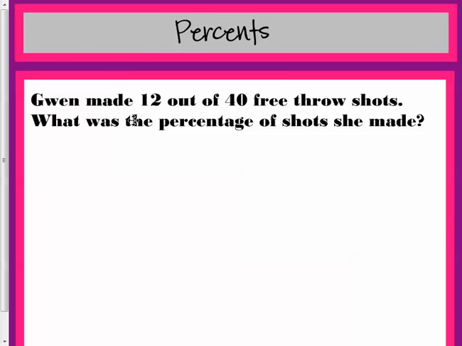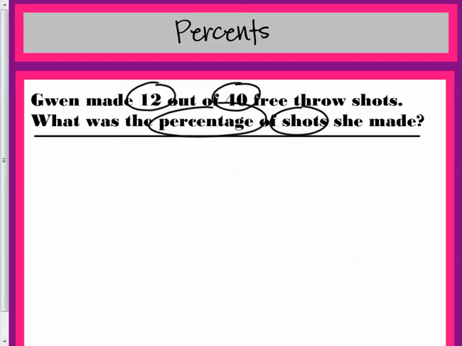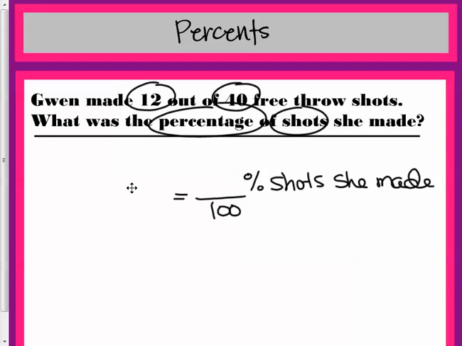Let's look at Gwen. She made 12 out of 40 free throws. You do not have to write this one down, or free throw shots. What was the percentage of shots she made? So we want to know what percent she made. So we circle key information, underline the question. We want to know what percent. So that's out of 100, and this is going to be the shots she made. Okay, and we're going to set that equal to the 12 out of 40 that we know that she made. What is this as a percent?